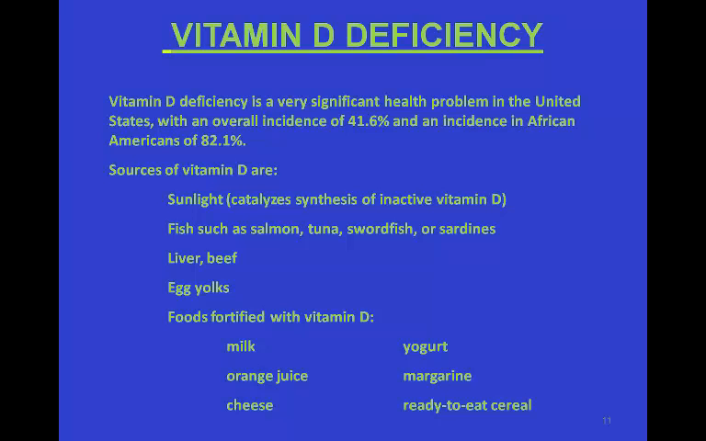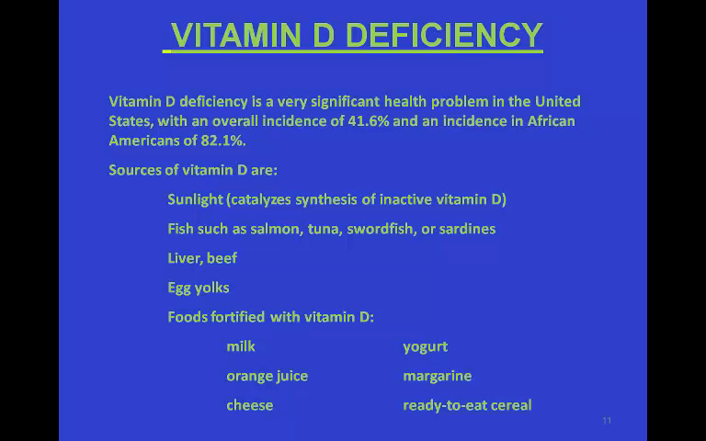So I wanted to reiterate something: sunlight is, you could say, a source of vitamin D. It's actually a catalyst that catalyzes the reactions in the skin that lead to vitamin D. But most of us don't really get enough sunlight.